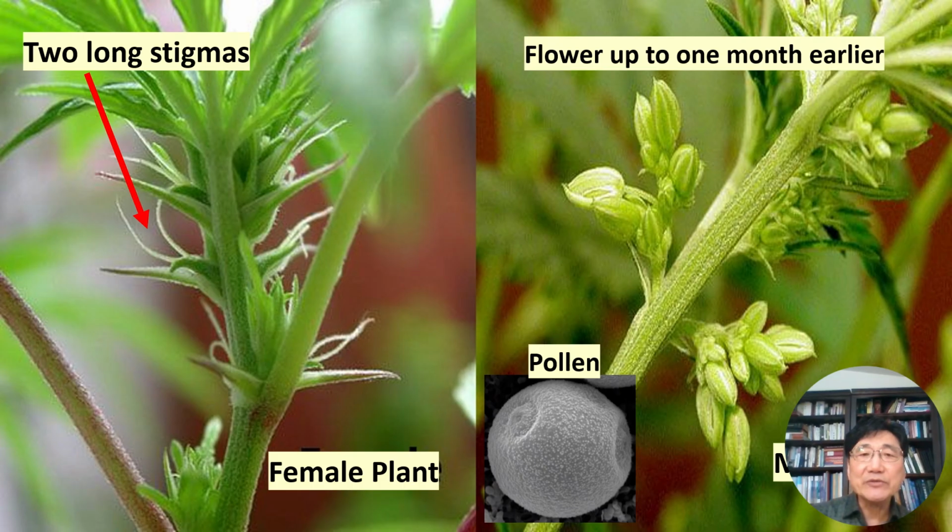This slide shows close-up pictures of the female and male plants. Characteristically, each female flower has 2 long stigmas, as indicated by the red arrow in the left photo, whereas male flowers hang down and usually flower up to 1 month earlier than female plants. You can see a close-up of a pollen grain in the inset.